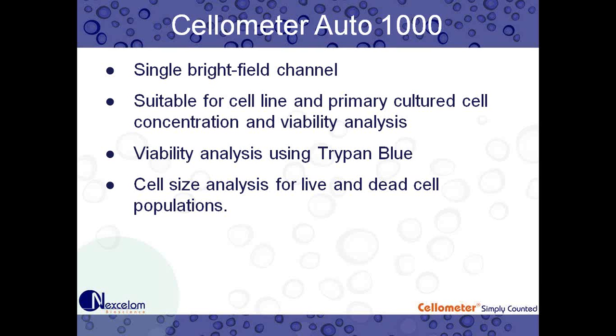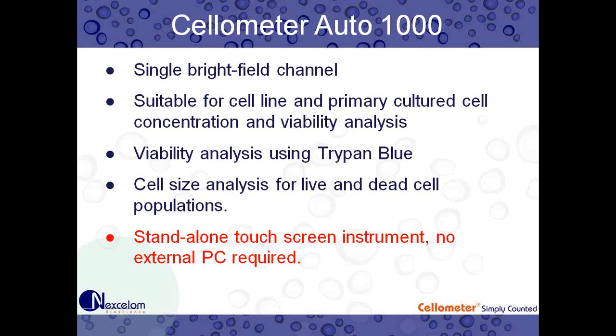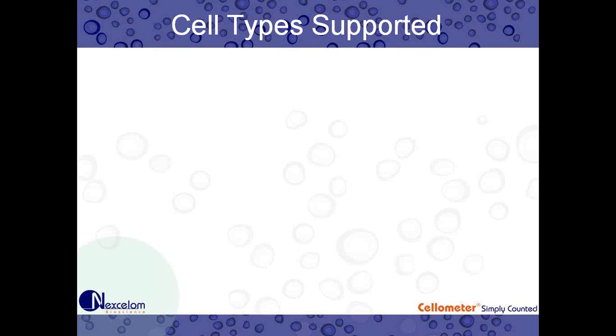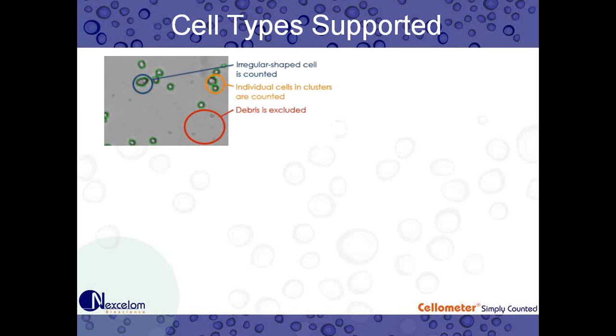So the Auto 2000 uses a single bright field channel to image cells. It is suitable for cell lines and primary cultured cells for concentration viability analysis. The viability analysis is done using Trypan Blue, and the user can do a cell size analysis of the live and dead cell population. An important aspect of the Auto 2000 that separates it from some of our other instruments is that it is a standalone touchscreen instrument, meaning no external computer is required. It's all built in, and it can take up that much less space on your benchtop. And we can take a look at the different cells that are supported.